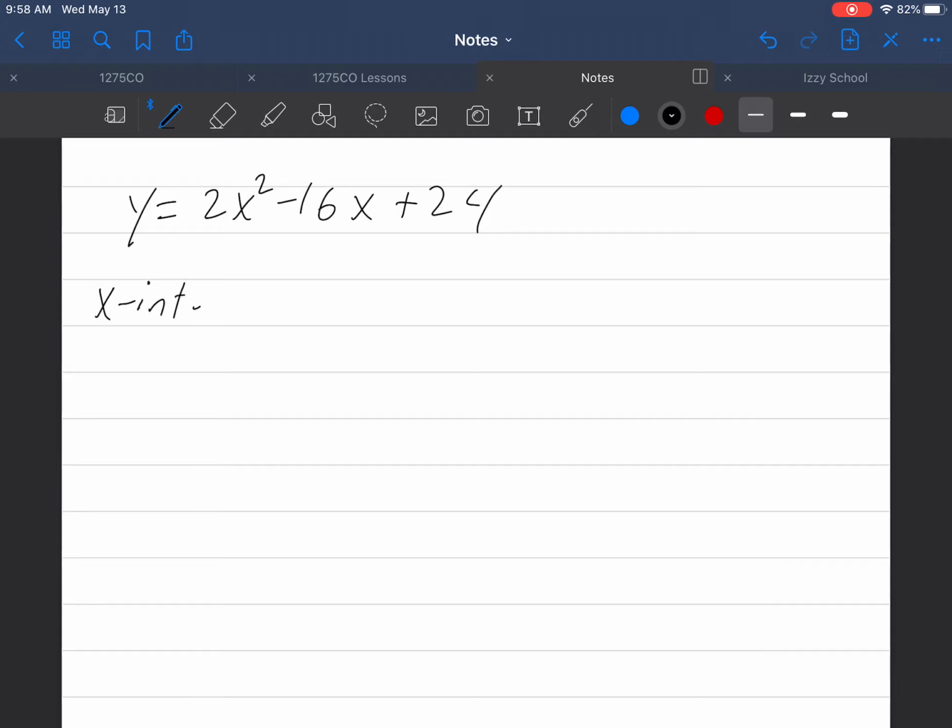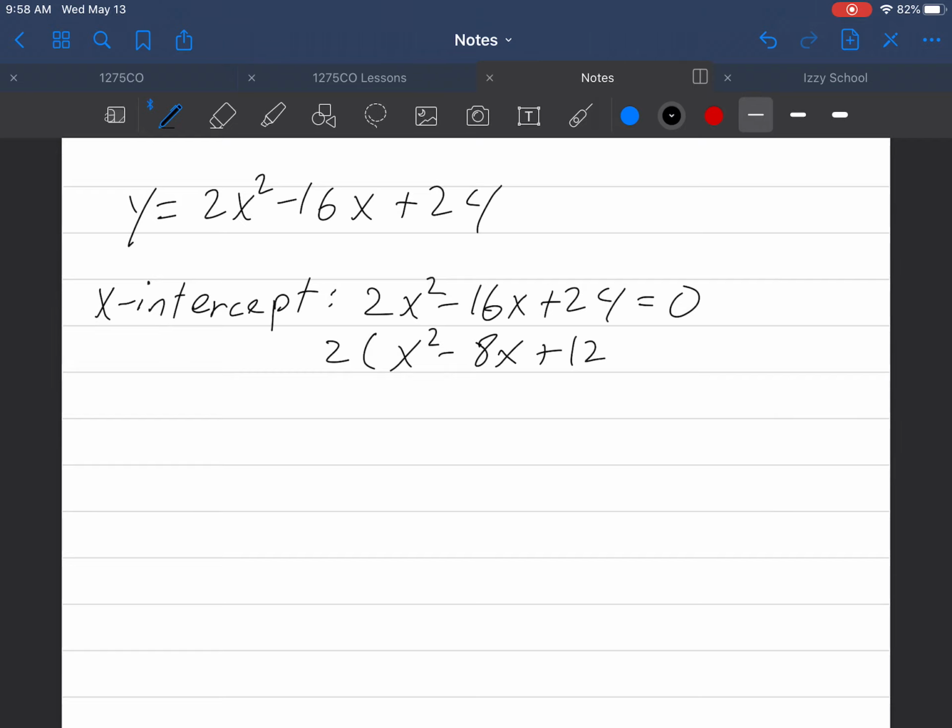First, the x-intercept, which is going to be 2x squared minus 16x plus 24 equals 0. It might look a little more difficult because of that 2 in front of x squared. So you can use factoring by grouping, but the first thing is take a look at these three numbers. They are all divisible by 2, which means we can factor out a 2 as a greatest common factor. And inside the parentheses here, x squared minus 8x plus 12.